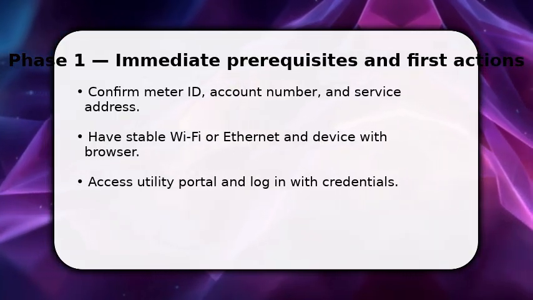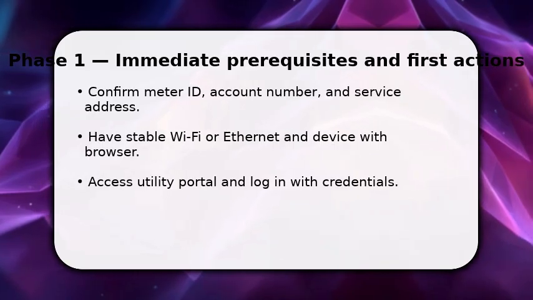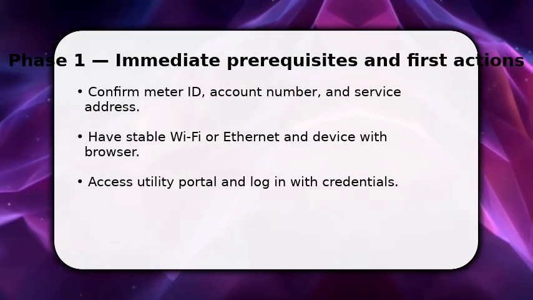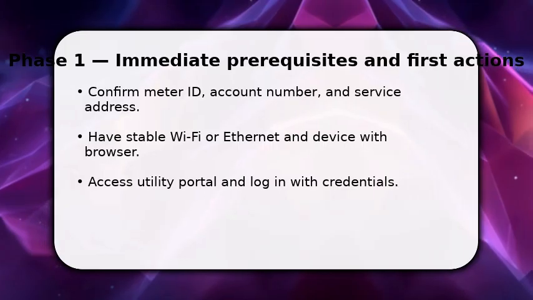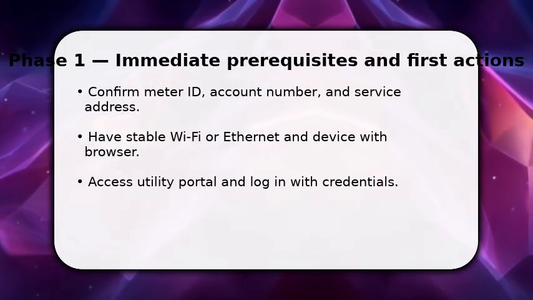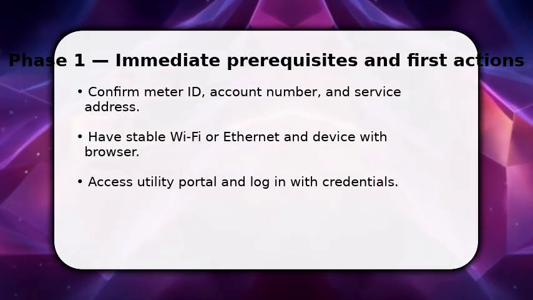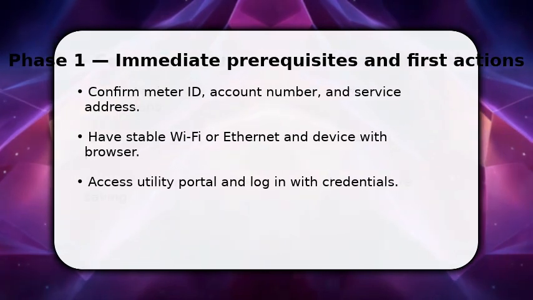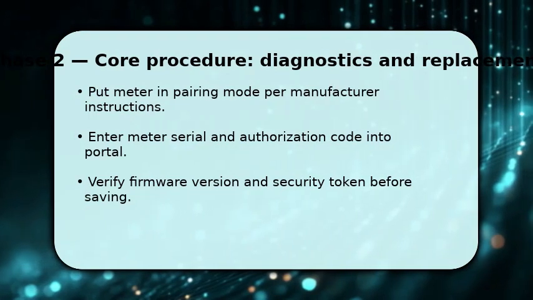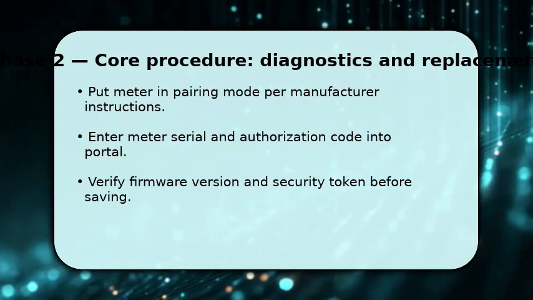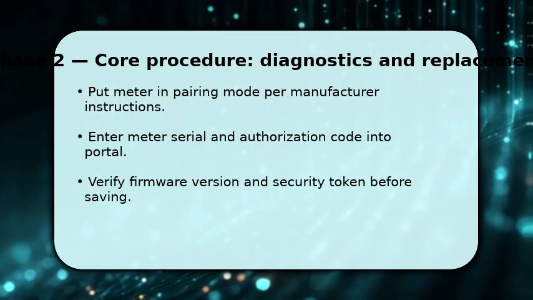Once logged in, navigate to Meter Management or Add Device. You do this now so the portal can detect your meter during the authorization phase. Acting promptly reduces timeouts. Once the portal shows Add Meter, put the physical meter into pairing or enrollment mode. Follow the manufacturer's quick steps printed on the device.